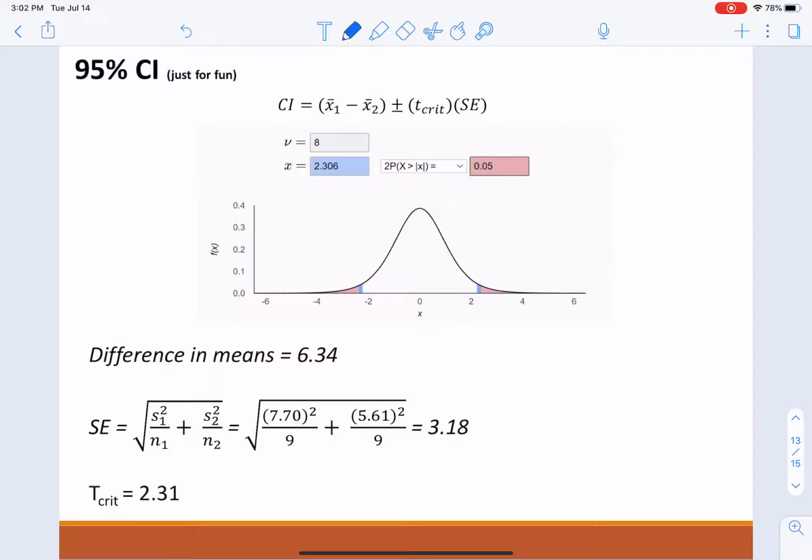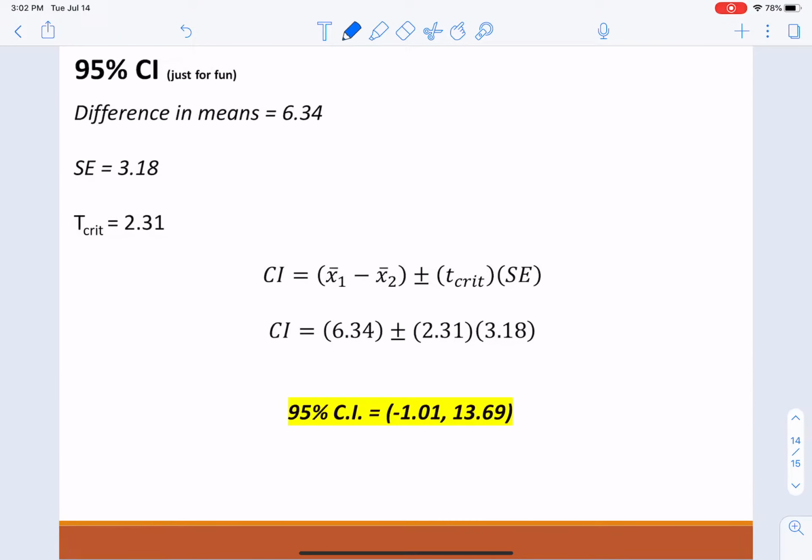Let me write this out by hand first, just so you can see. 95% CI equals the difference plus and minus the t crit 2.31 times the standard error. All right, so that's it. You can see it more elegantly written here, where we have the difference, standard error, and t crit, and we plug all of that in. You saw me do it just moments ago.